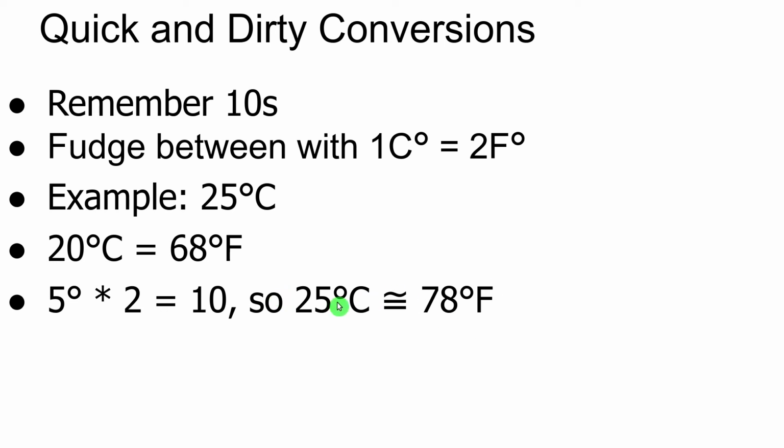So 25 Celsius is approximately equal to 78 Fahrenheit. So for the quiz, all I want you to do is take the integer Celsius temperatures and convert them to integer Fahrenheit temperatures using this system. Remember the tens, fudge in between, 1 Celsius degree equals 2 Fahrenheit degrees.